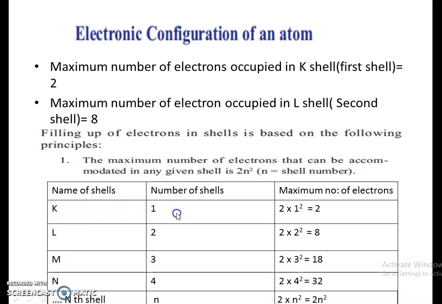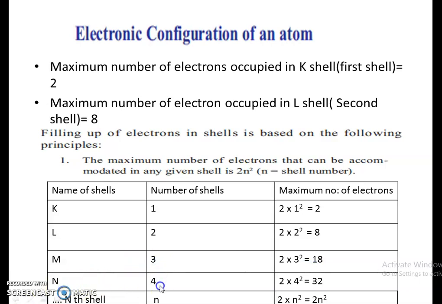K is the first shell, so using the equation 2n square, we get 2 into 1 square, which is 2. L is the second shell, where n is the number of the shell, so 2 into 2 square is 8. So the maximum number of electrons that can be occupied in the second shell is 8. The third shell will have 18, that is 2 into 3 square, 18.